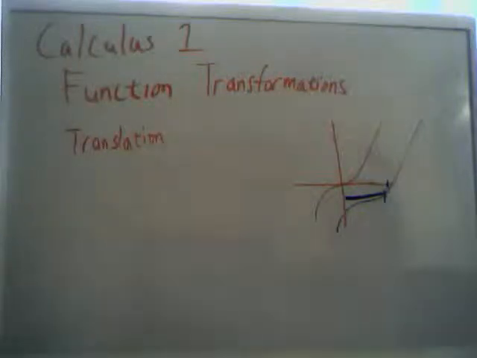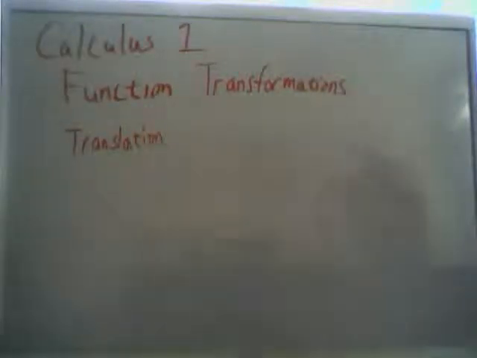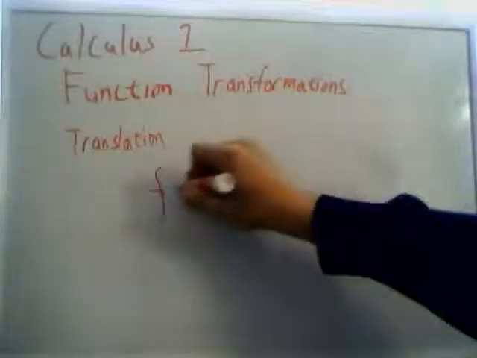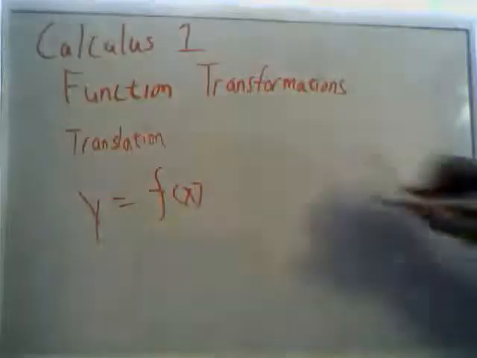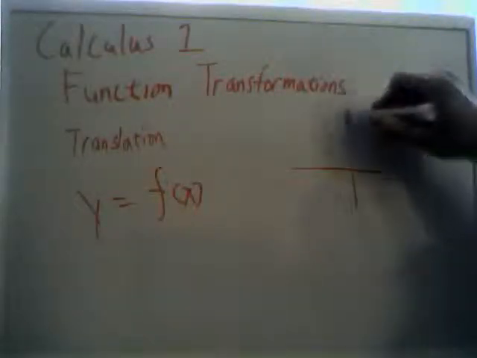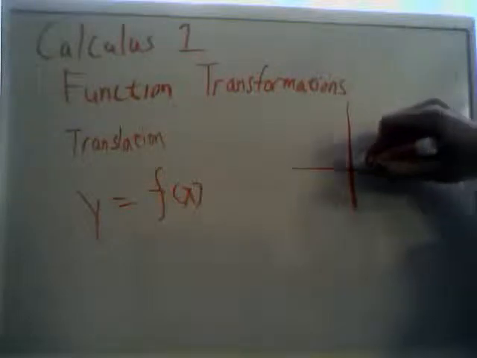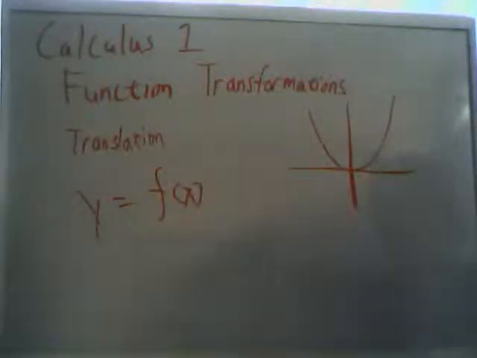So this is the graphical representation of a translation, but how would you do it with an equation? Well, let's do that then. Let's say your original equation was f of x. Well, y is equal to f of x. And let's just draw the graph. Let's just use a parabola because parabolas are easy. And easy is good.